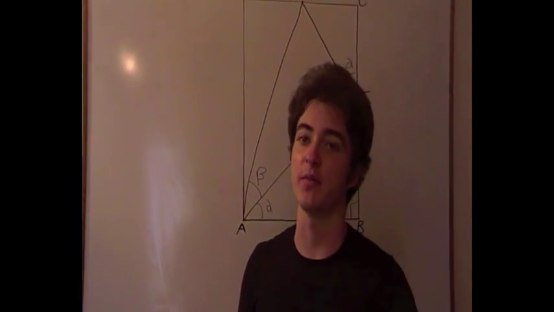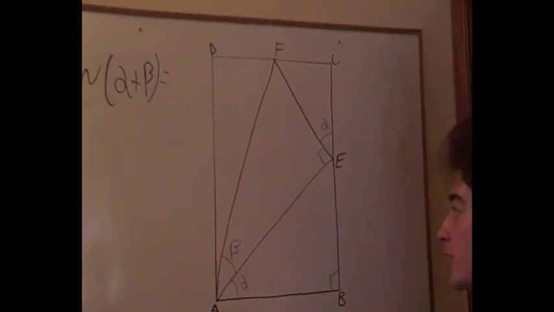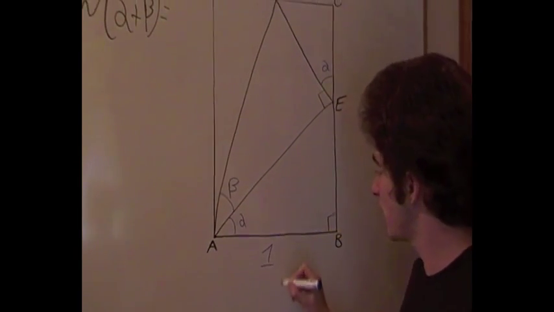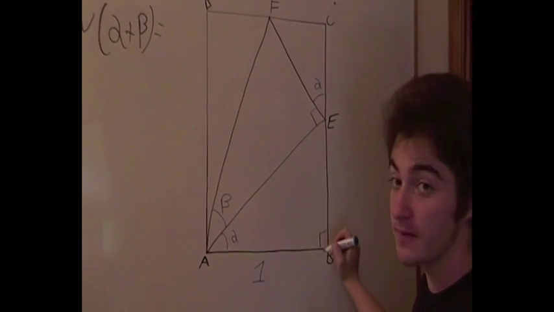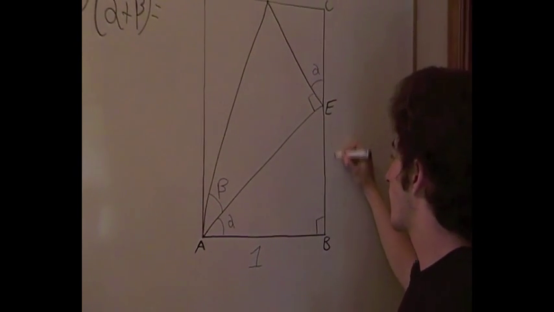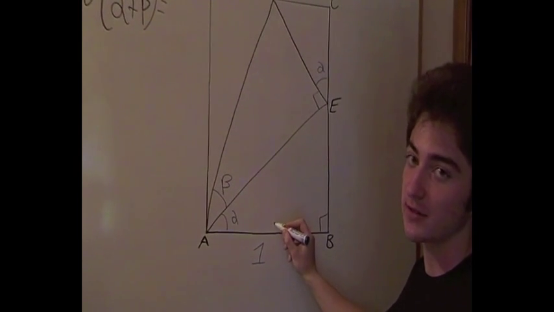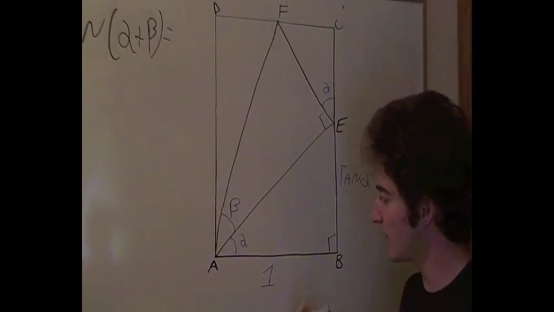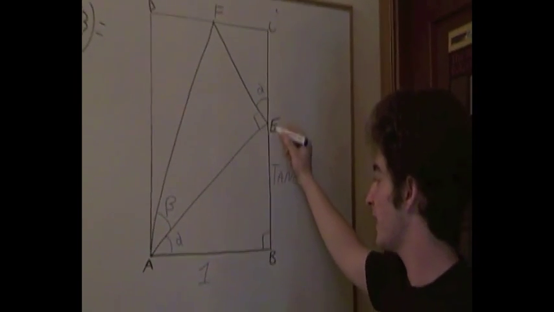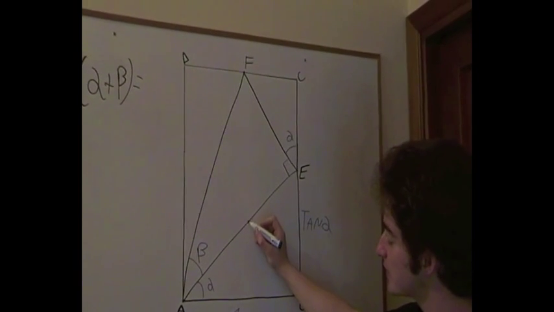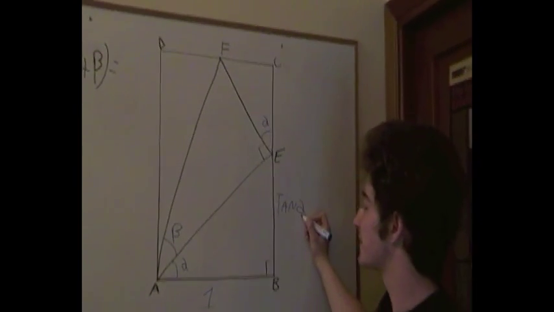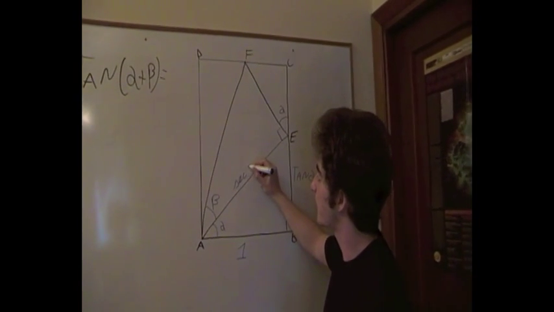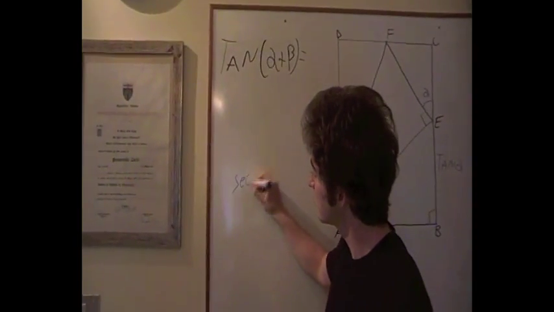Now, what about the tangent of alpha plus beta? Well, let's go back to our triangle and rectangle, and instead of putting the hypotenuse as 1, we put AB as 1. Now, considering the triangle AEB, the opposite side over the adjacent has to be the tangent. Therefore, since the adjacent is 1, the opposite has to be tangent of alpha. Now, since EB, the tangent of alpha, is equal to the hypotenuse times the sine of alpha, the tangent of alpha divided by the sine of alpha will give us the hypotenuse, which is the secant of alpha. The secant of alpha, let's remember, is equal to 1 over cosine of alpha.